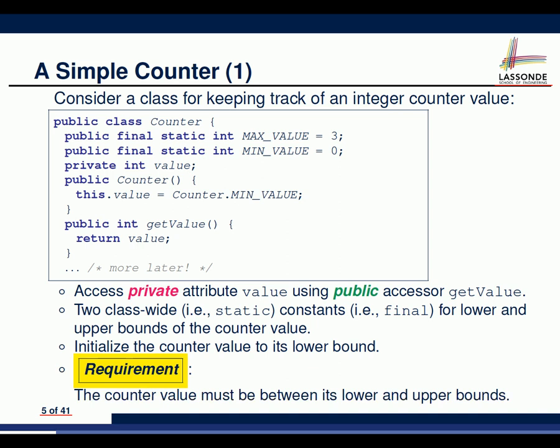Now here come the requirements we want to impose on our application. We want to make sure the counter value must always be between its lower bound and upper bound, which means your counter value should never go below 0 and never go above 3. That's a simple requirement, and we will see how the methods can be implemented accordingly.